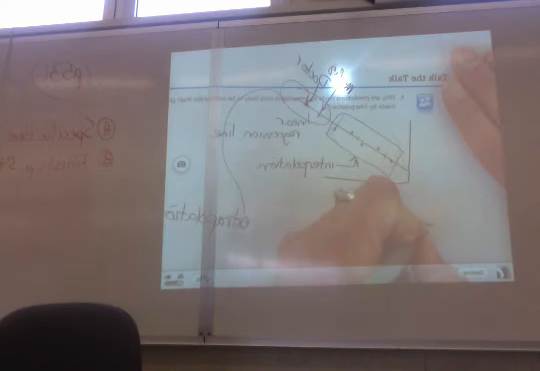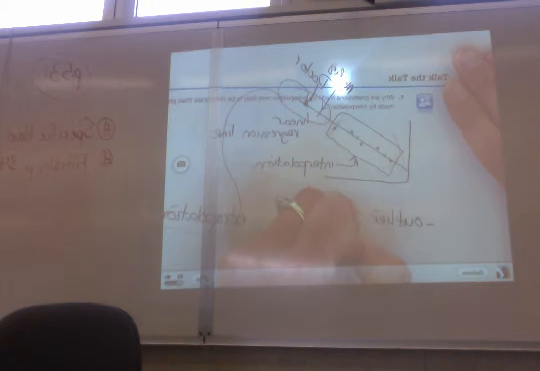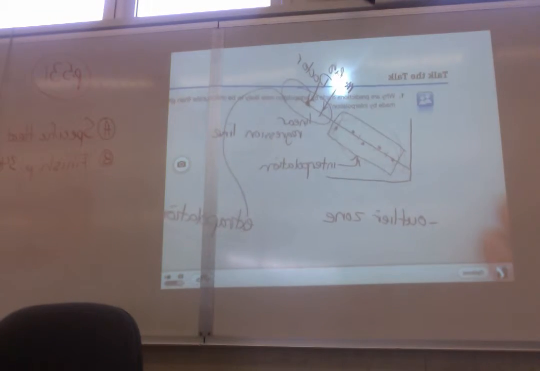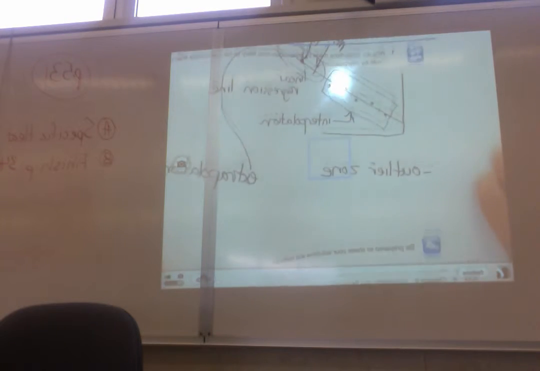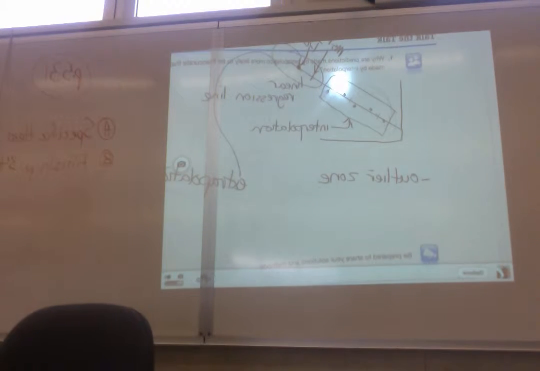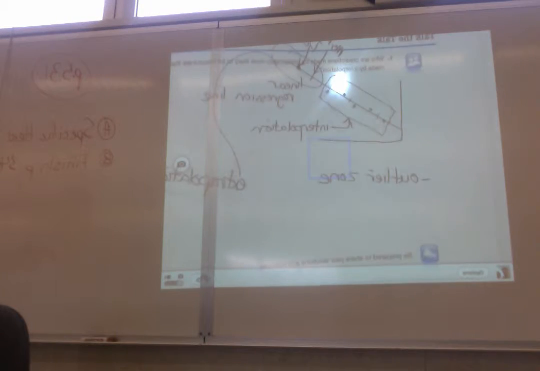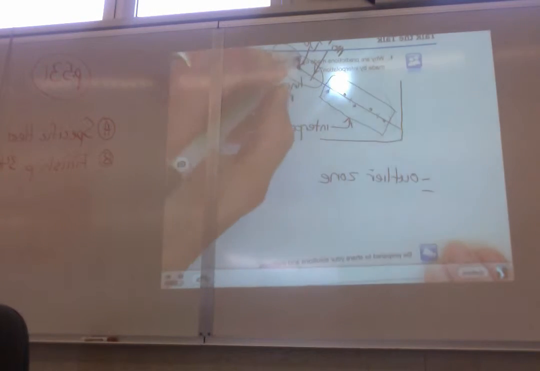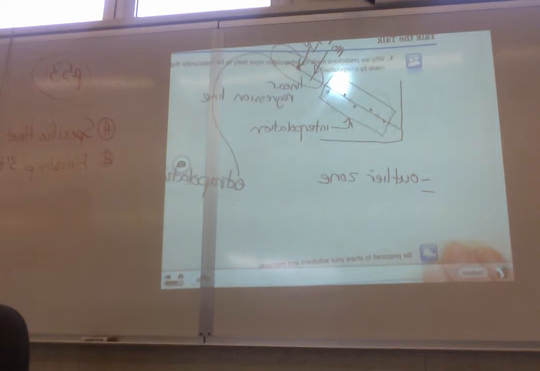Okay. Farther out could be the outlier zone. What's an outlier? A data point that's out from the rest of the data. It's way off of everything else, okay? Why else might these numbers out here be off?